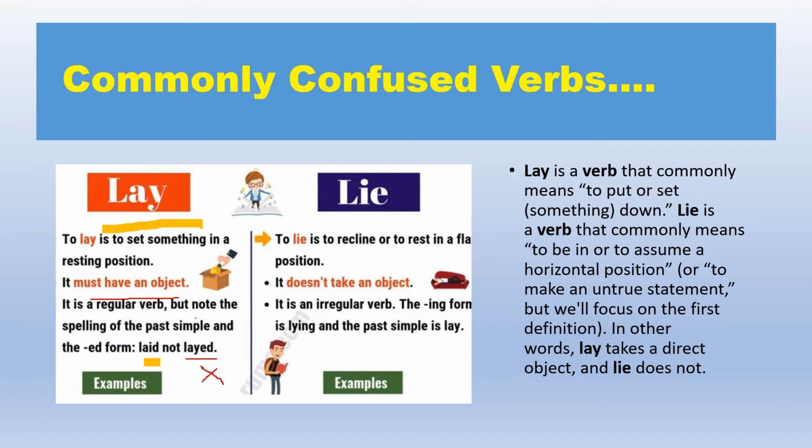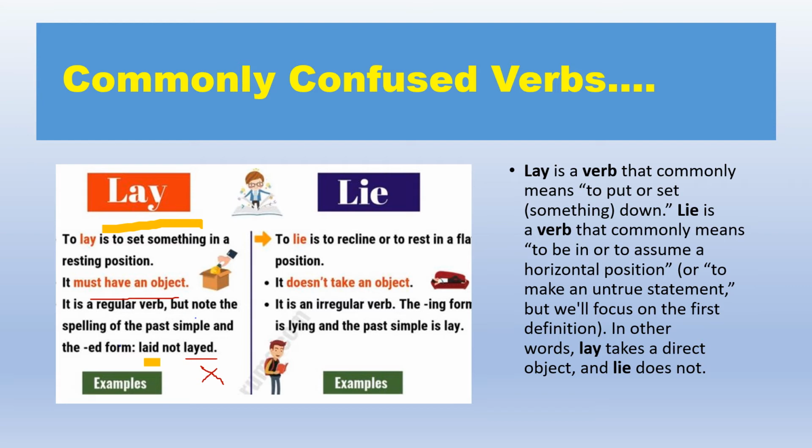I lay the quilt on the couch. I would be the subject. Lay would be the verb. The quilt on the couch, what would be the object? क्या चीज मैंने बिछाई है couch पे? Quilt. So quilt would be the object. So this is a transitive verb.